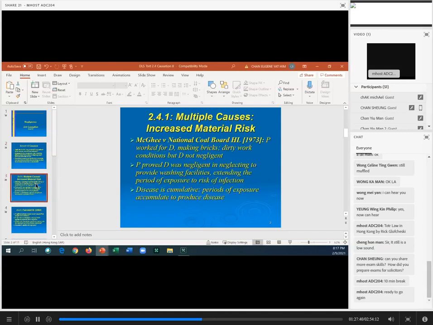So it's where you have multiple causes. The first aspect of this is what we call increased material risk. McGee and the National Coal Board is a good illustration of this.